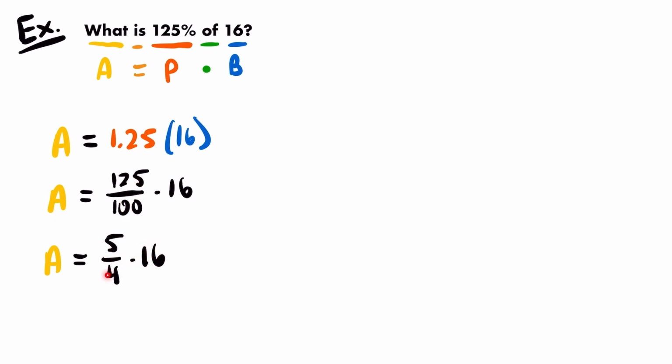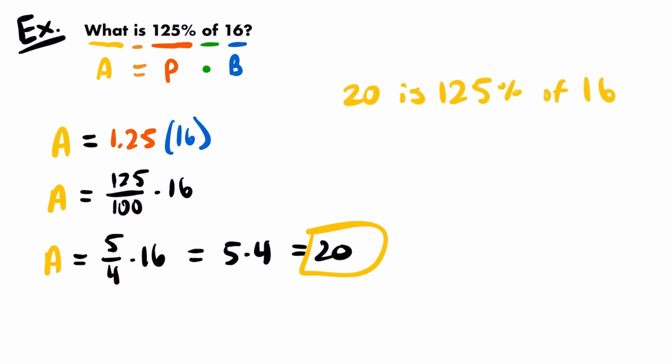And then 16 divided by 4 is 4, so you could just rewrite that as 4 and get that this is equal to 5 times 4, which is 20. 20 is the value of A for this equation, which means that 20 is 125% of 16. All right, that is the final answer to this problem.